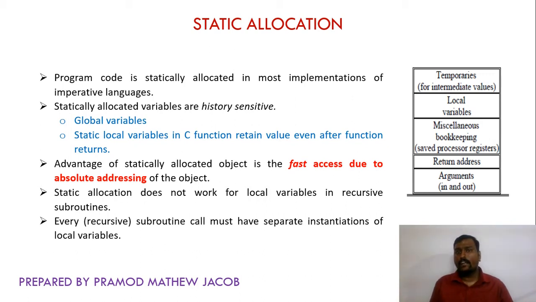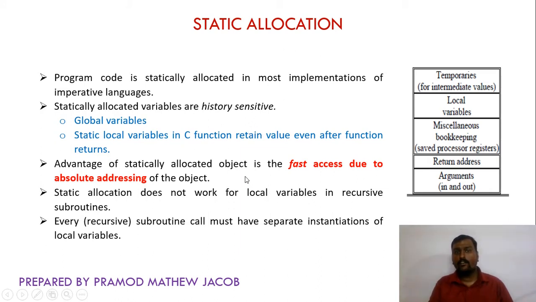Program code is statically allocated in most implementations of imperative languages. Statically allocated variables are usually history sensitive. That means the data and the value of the data are stored till the complete execution of a program. Examples are global variables, and static local variables in C functions, which retain value even after the function returns. As we all know, in C language we use four different storage classes like auto, register, static, extern, and static local variables in C are usually stored in the static allocation scheme.